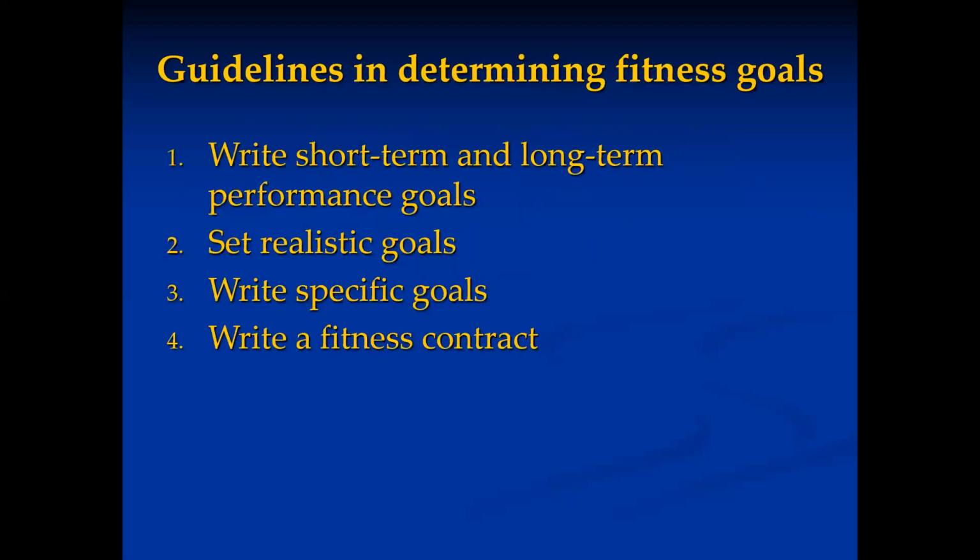Next is the guidelines. The following are the guidelines that can help in determining fitness goals. Number one, write short-term and long-term performance goals. A short-term goal is something that can be achieved in 6 to 8 weeks, while a long-term goal is something that can be achieved in 6 months or more. A long-term goal is usually made of several short-term goals that build on each other.